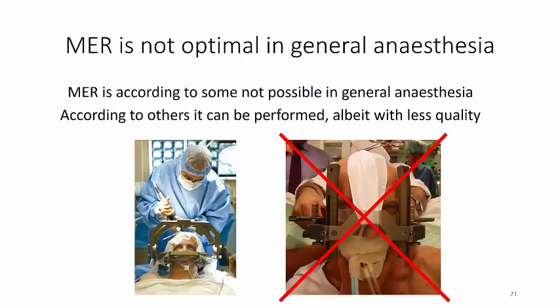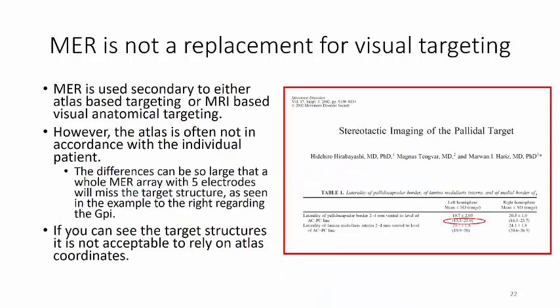It is not optimal in general anesthesia. According to some, it is not possible to perform in general anesthesia. According to others, it can be done, but with less quality. It is not a replacement for visual targeting. Microelectrode recording is used secondary to either atlas-based targeting or MRI-based visual anatomical targeting.